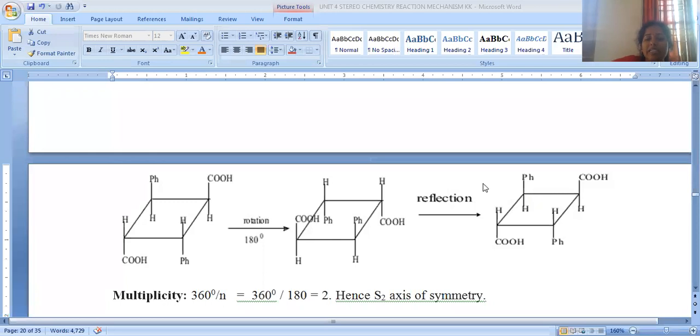that is called the alternating axis of symmetry, which is also called rotation followed by reflection symmetry. Rotation followed by reflection symmetry is denoted with Sn. N stands for the number of rotations we are doing. How many rotations we are doing in this molecule, that is n.